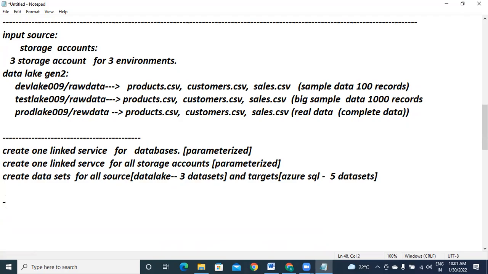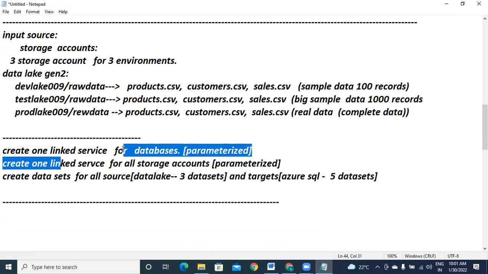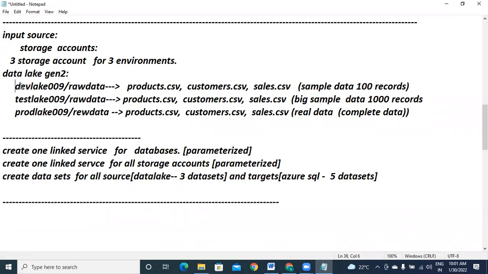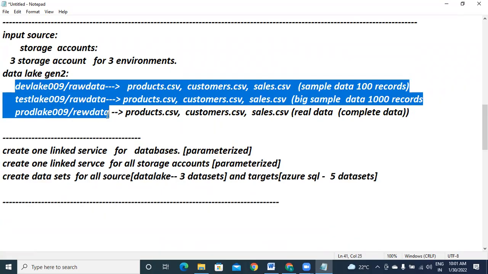So now, after completion of linked services, see sir, here I have only 2 linked services. Don't go for 3 separate linked services. Got it?